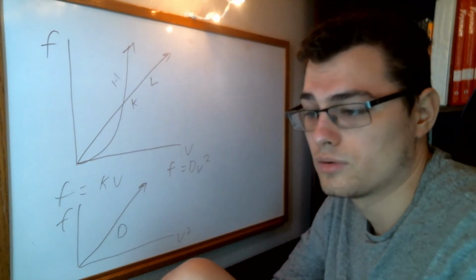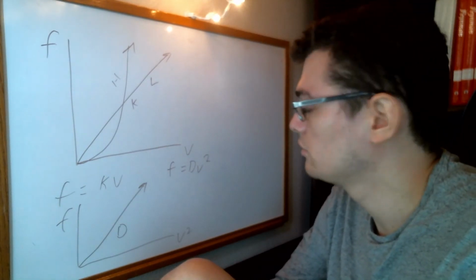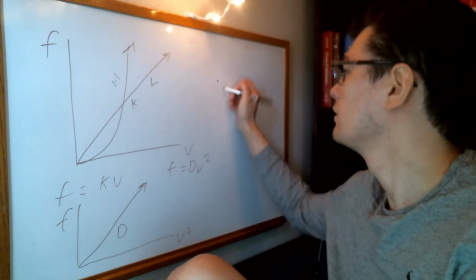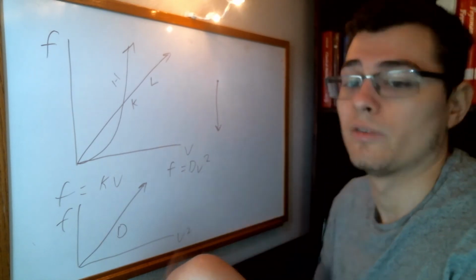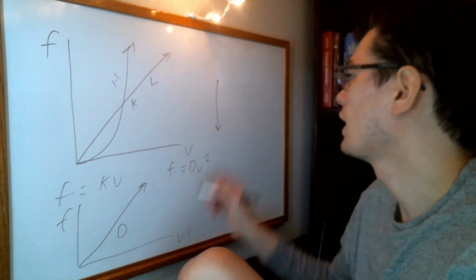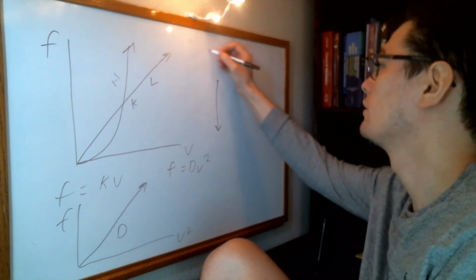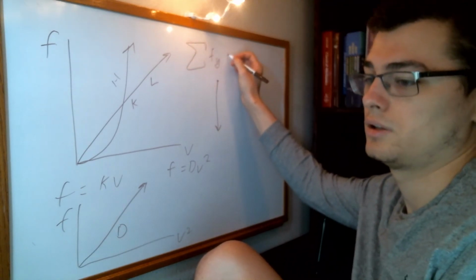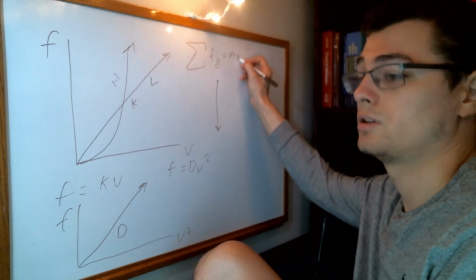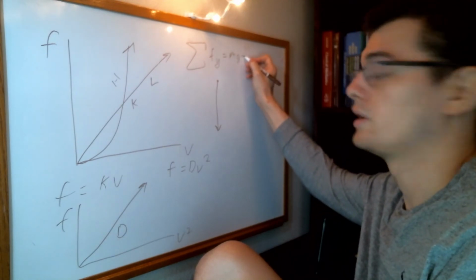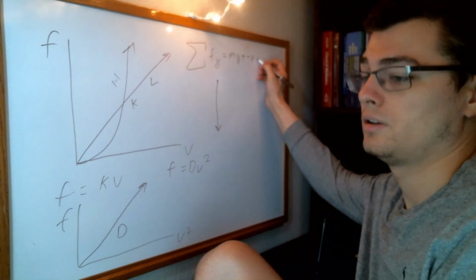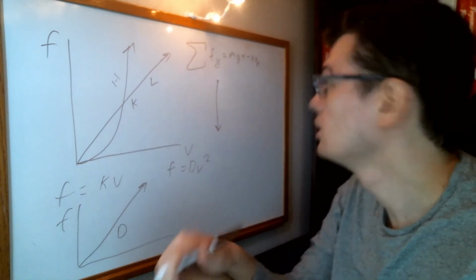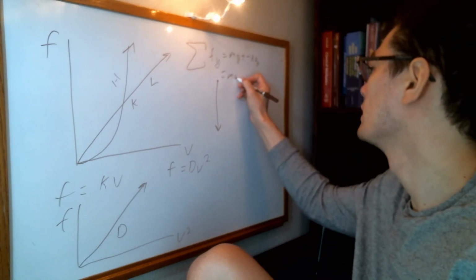And so if we have an object that is falling through the air from a very high height, at this point we're going to have the sum of forces, Σ Fy, equal to mg plus negative kvy. So we're just taking the y direction. And all of this is going to equal ma.